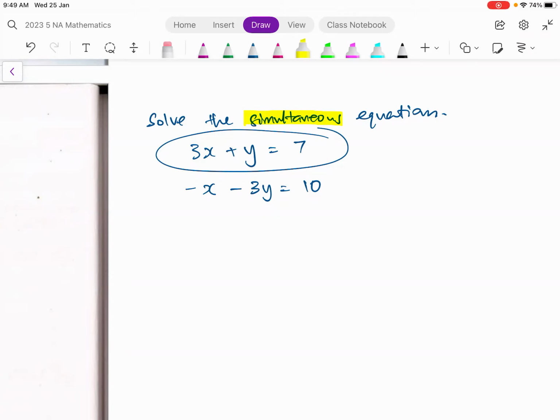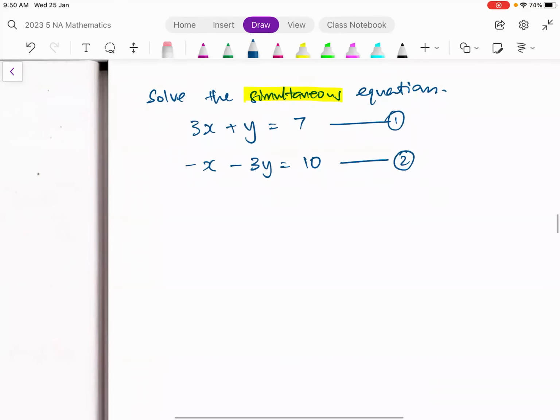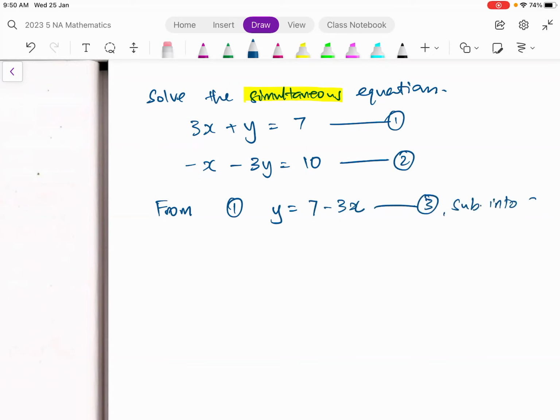Okay, so knowing that there is only one value of x with one corresponding value of y, we go ahead and we do either your substitution or your elimination. What do you like? Substitution or elimination? You like elimination? Then I do substitution. Okay, so because you need to know both, from equation number 1, y is equal to 7 minus 3x. Let us call this equation number 3, sub into equation number 2. So standard way of solving simultaneous equation. I want to pause here first.